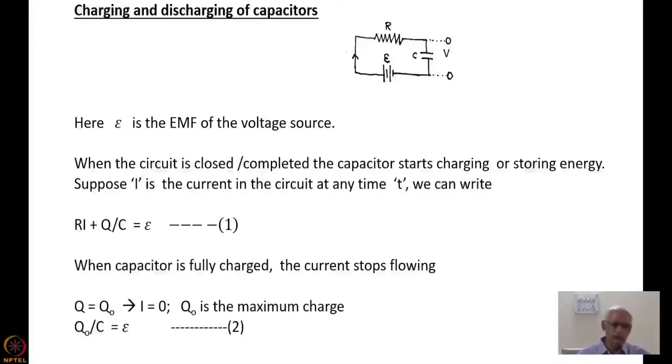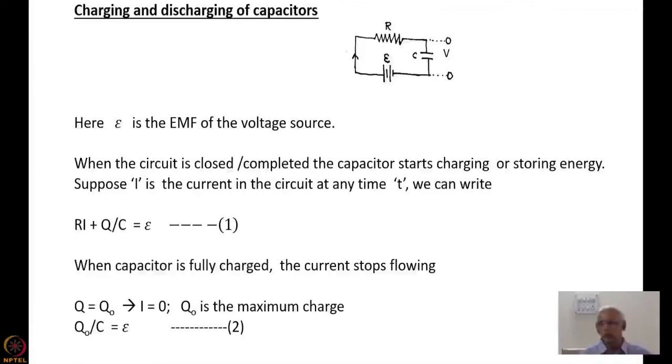And as I explained, suppose Q is the charge transferred or stored in the capacitor, and I is the current passing through this circuit, then you can use this equation: I into R, where R is the value of the resistance, plus Q upon C, that is the voltage developed across the capacitor, is equal to the EMF value, epsilon. This expression can be written for a closed circuit. Let's say this is equation one.